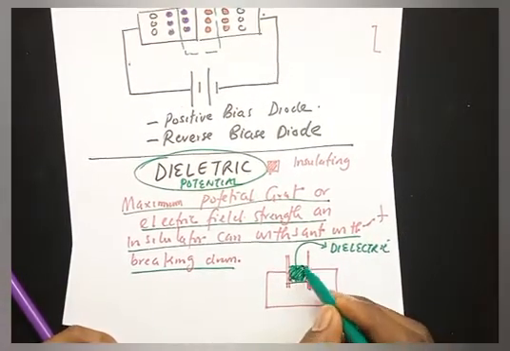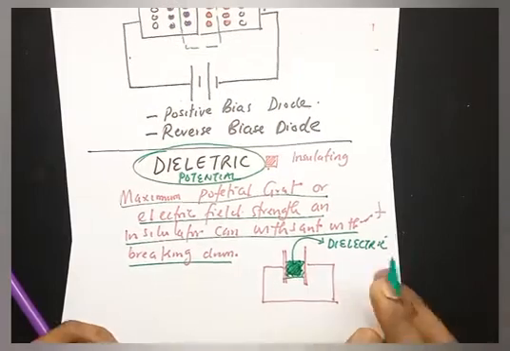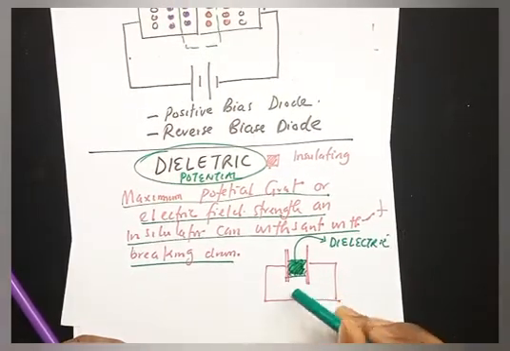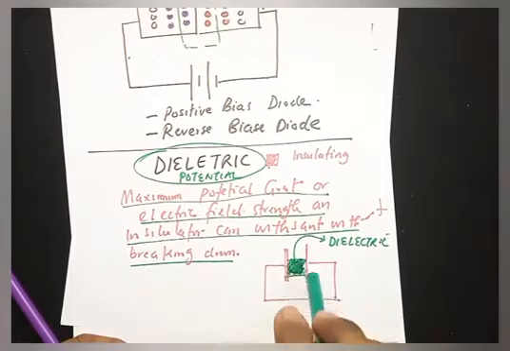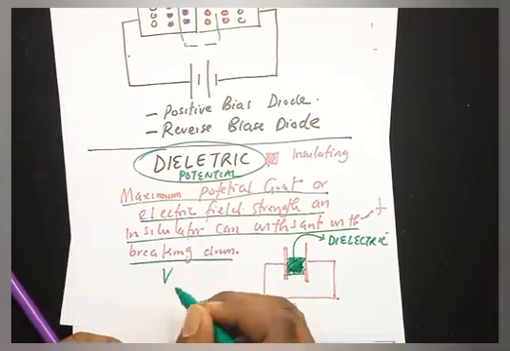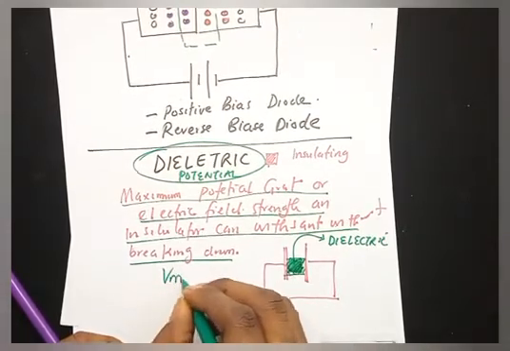So with this dielectric here, if I keep increasing the potential difference between the plates of this capacitor, at some point it's going to break down. But the maximum potential gradient it can withstand is its dielectric potential. And don't forget, the unit for dielectric potential is what? It is volts per meter.